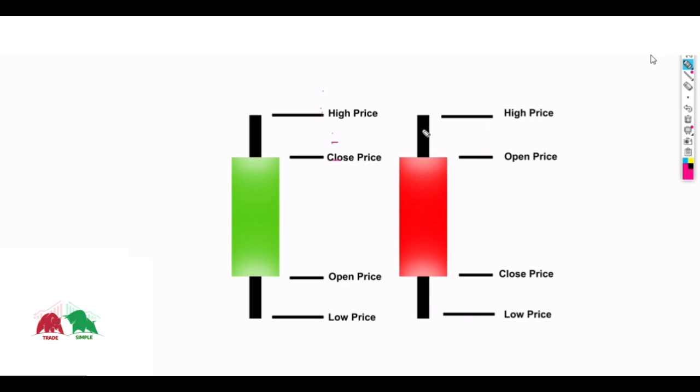Now, to me, the most important price is the close price because you want to see how strong the candlestick looks when you are looking at the market. So that's what I pay attention to, is the close price. Now let's go to the time frames.